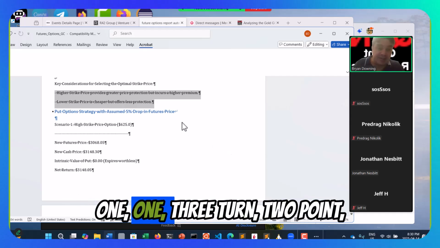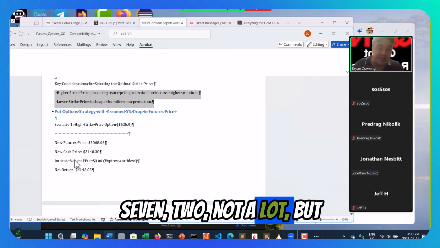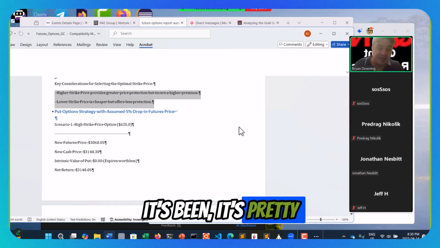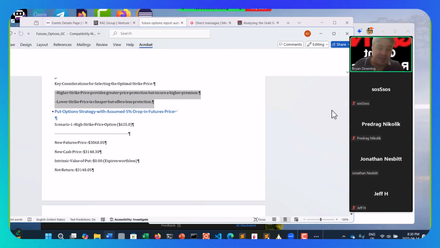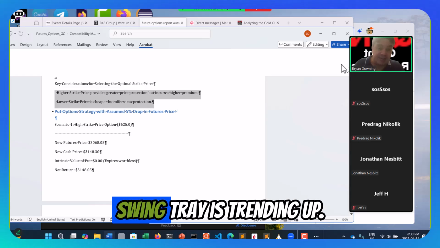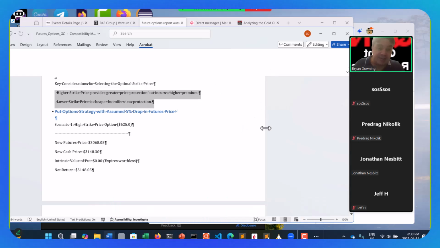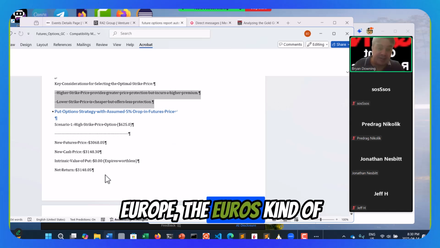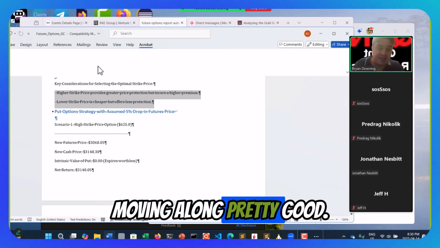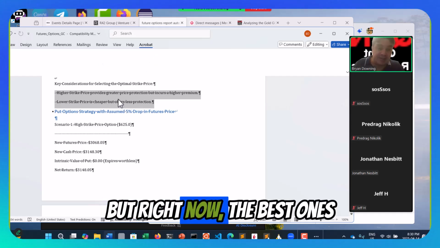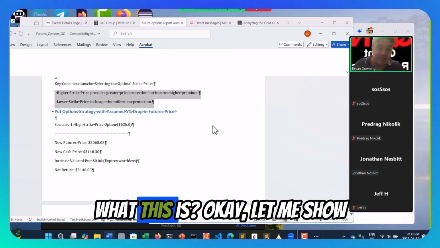If you look at the 1 month return, it's 2.72, not a lot, but considering the way the market's been, that's pretty good. I don't know about this drop, but as a swing trade it's trending up. So that's doing okay. The euro's kind of moving along pretty good too, but right now the best ones are the corn.